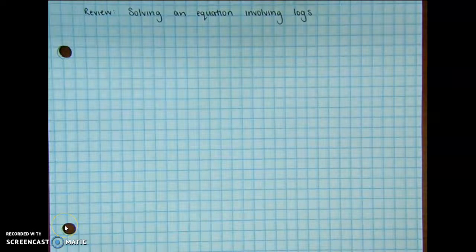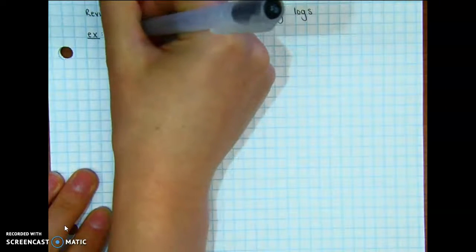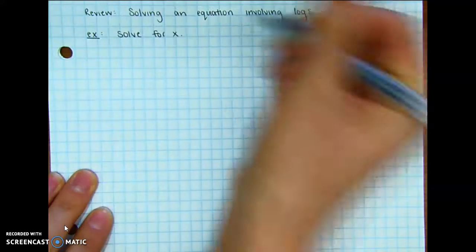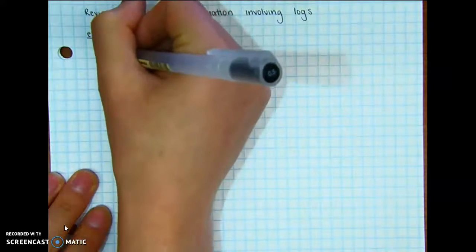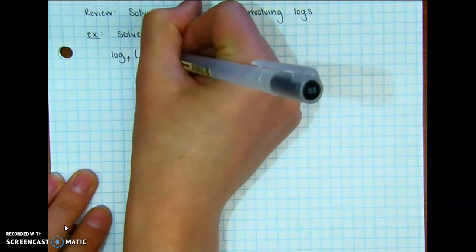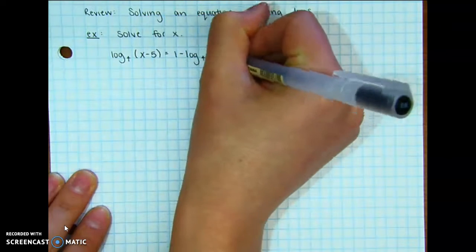Hey everyone, in this video, as it says, we're going to be reviewing solving an equation involving logs. So I'm going to do two examples. The first one will be: solve for x. And here's the equation. Log base 4 of x minus 5 equals 1 minus log base 4 of x minus 2.